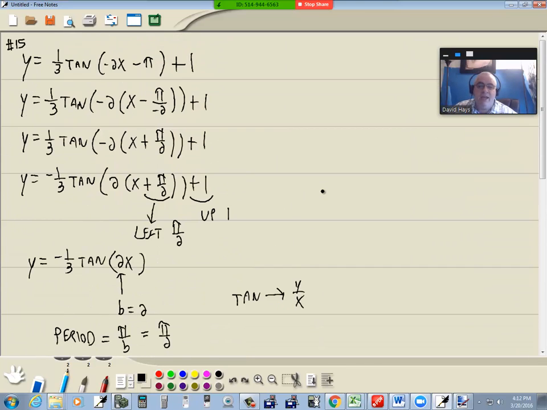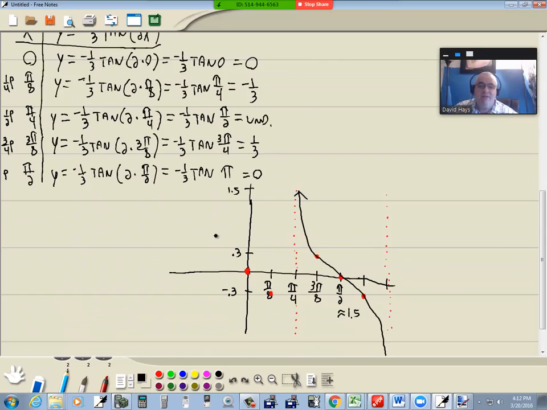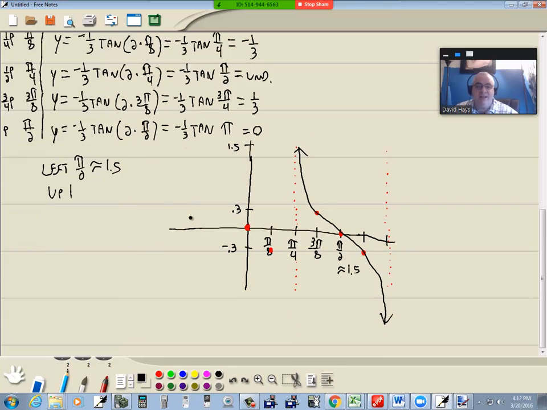At this point, remember we have to move it left pi over 2 and up 1. Left pi over 2 and up 1. And up 1. Probably going to do a poor job of estimating this, but you'll get the idea, I think. If that's 1.5, split in thirds, about right there. Let's say this is 1. Okay. And left pi over 2, this distance is pi over 2.